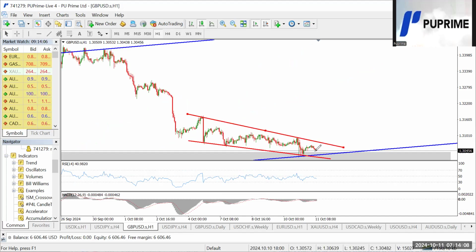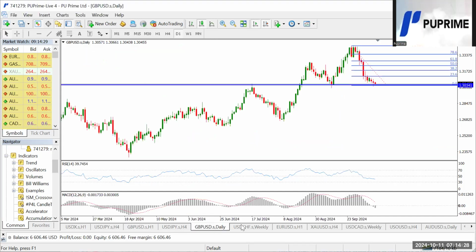So if price breaks out above this trend line, it will be a time to trigger a buy on the GBP USD. At that instance, we should confirm with our RSI to be clearly above 50 for us to trigger a buy on the GBP USD. So I am bullish on the GBP USD. And that's about the major pair I will analyze this morning.